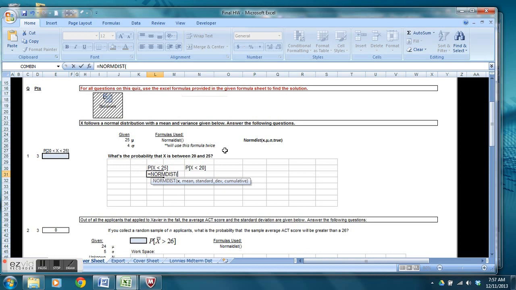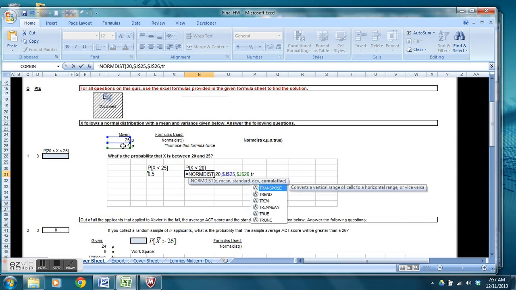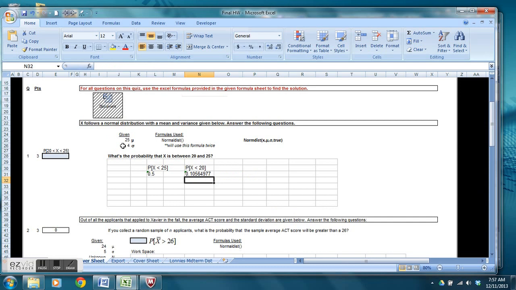So our x in this case is 25, our mean is 25, our standard deviation is 4, and we always do true for cumulative. That gives 0.5. Now I can find the probability that x is less than 20 using the normal distribution: our x is 20 in this case, our mean is still 25, and our standard deviation is still 4, and we always want true for cumulative. And then our answer will just be the difference. There we go.